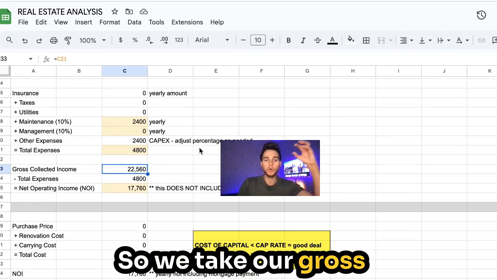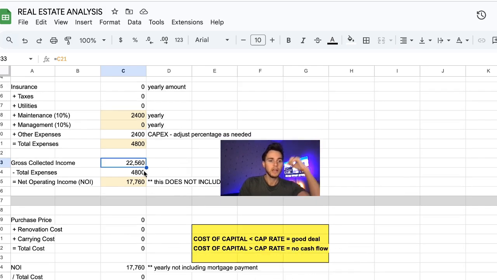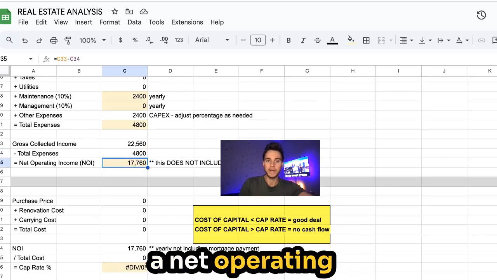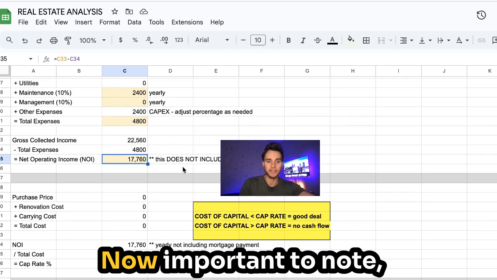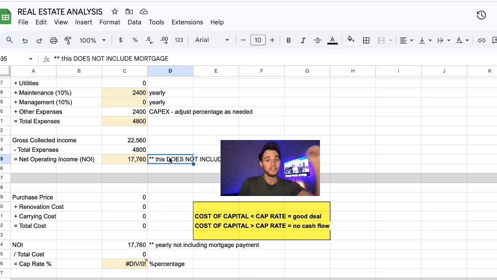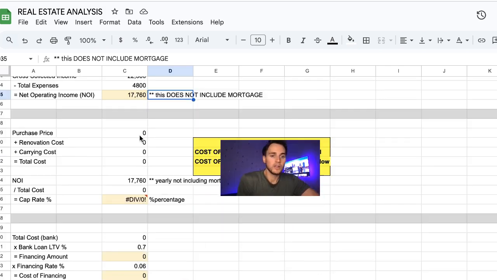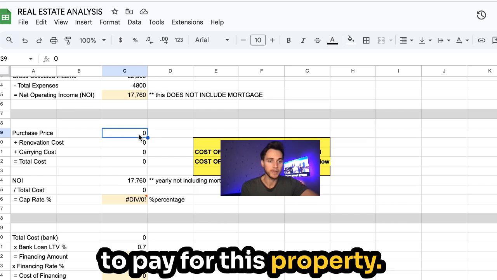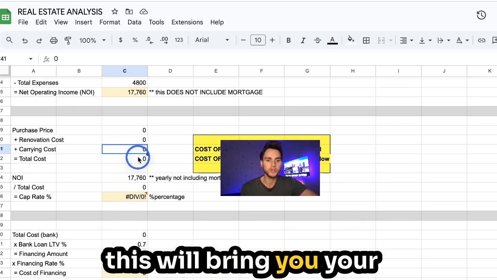So we take our gross collected income, which is $22,560, and we subtract our total expenses, bringing us a net operating income of $17,760. Now, important to note, because someone thinks, wow, this is a lot of money. Well, this doesn't include your mortgage payment. So parts will depend on the purchase price. You're going to enter in how much you're going to pay for this property, renovation costs, any carrying costs, and this will bring you your total amount of costs.